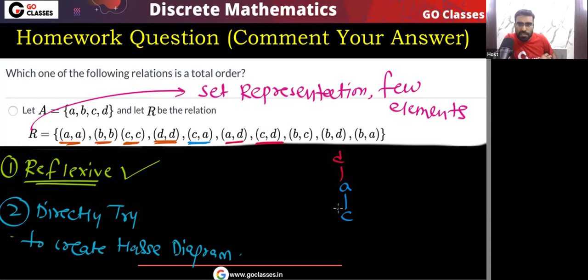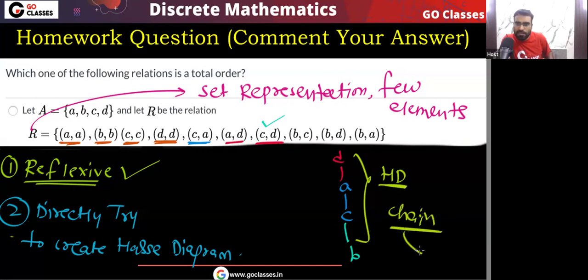So this is there. That is a good thing. B related to C. That is a good thing. If it is not there in the question, then the transitive property is violated, and this will not be a total order relation. Similarly, B related to A, that is a good thing. So this is the Hasse diagram you got. The transitive property is also satisfied, and it is a total order relation.